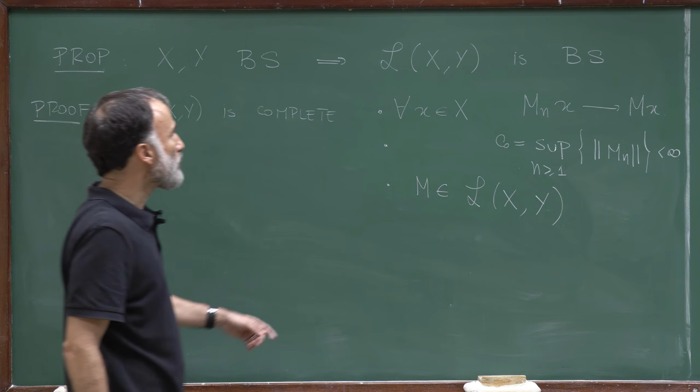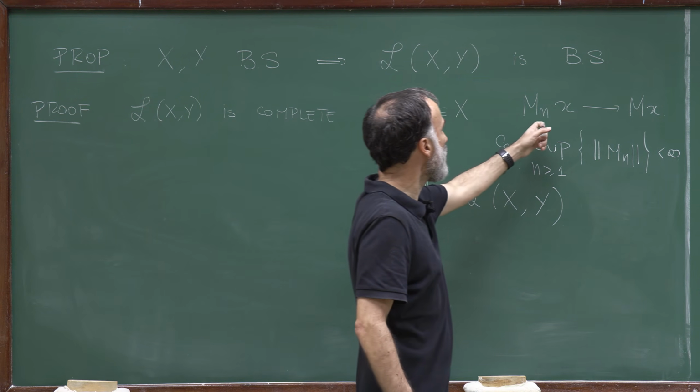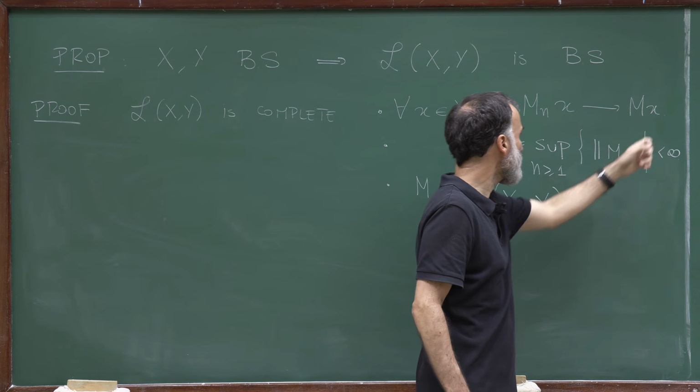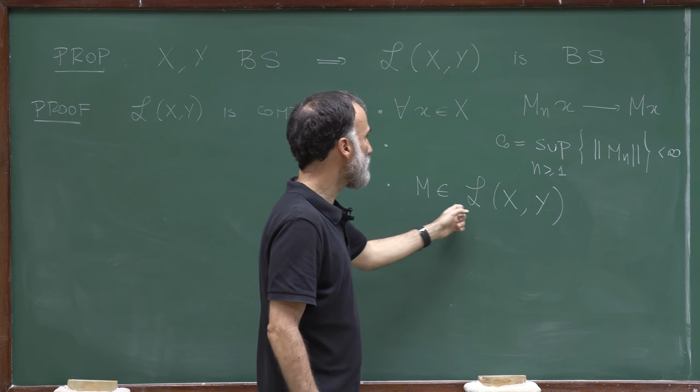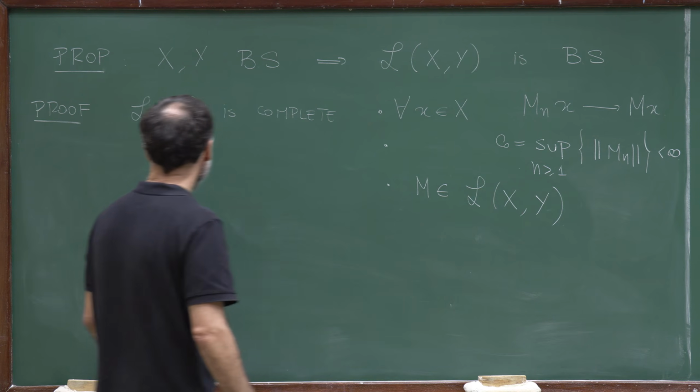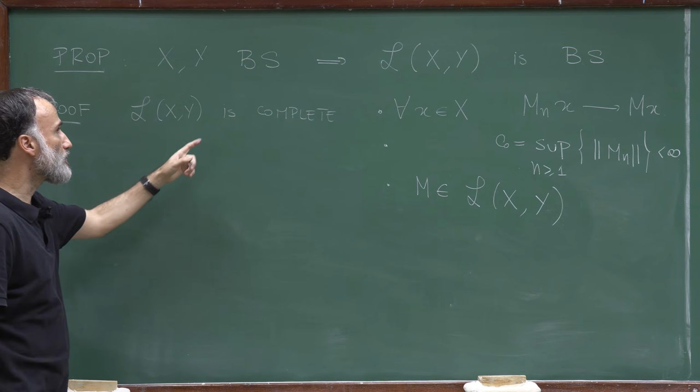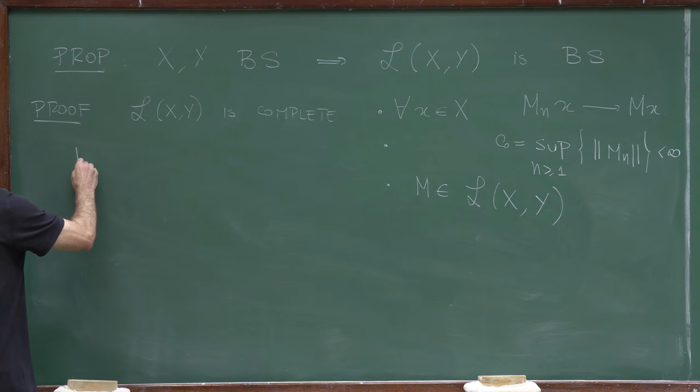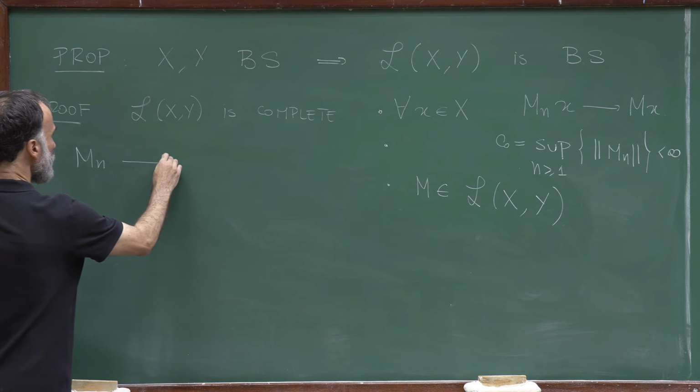So up to now I proved that for any x in X, Mnx converges to Mx, and that M is a bounded linear operator. Now to show that this linear space is complete, it remains to prove that Mn converges to M.